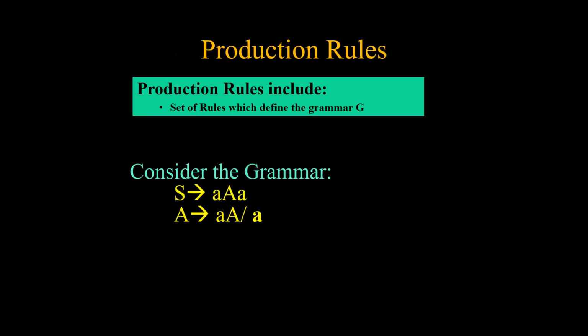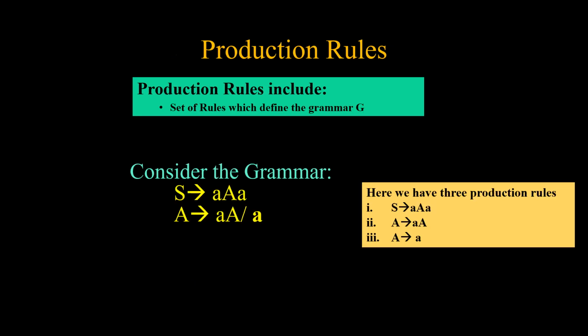What are production rules? They are the set of rules which define the grammar. Say, for example, we have a grammar. In this grammar, we have three production rules: S tends to small a, capital A tends to small a, capital A, and A tends to small a.